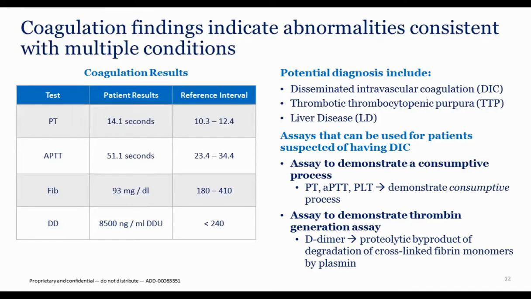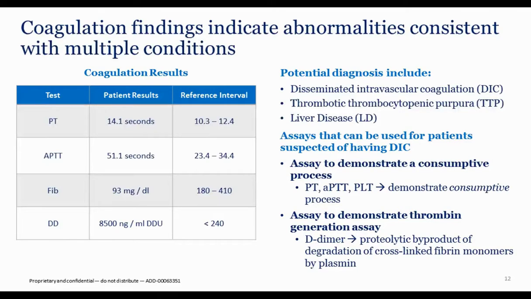We can also go back to the previous slide and note that the platelet count was decreased as well, and all of this would fit the picture. When you see results like this, it is necessary to differentiate between DIC versus TTP and versus liver disease. And I'll show you a slide later on to show you exactly how we can do that.